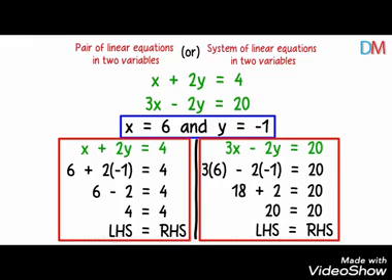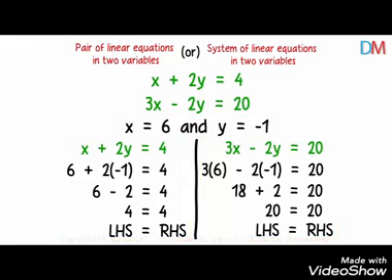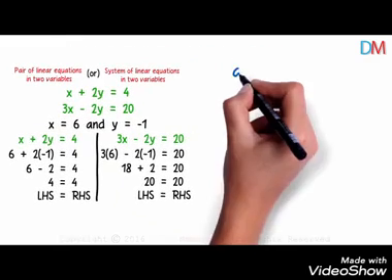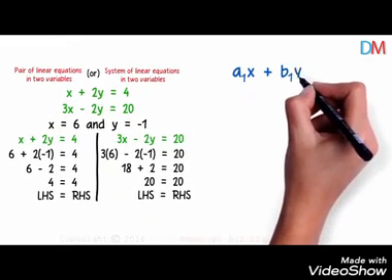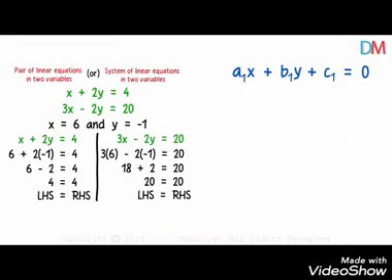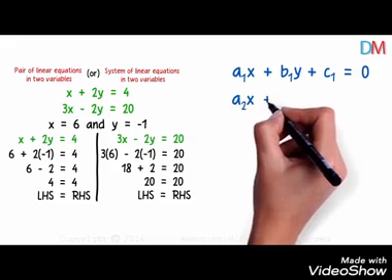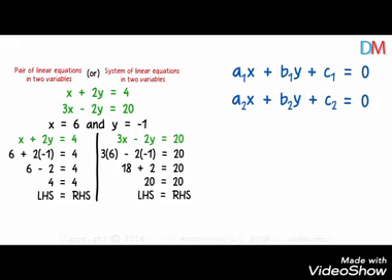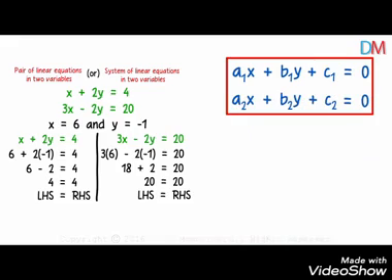So how would we write the general form of a pair of linear equations in two variables? Well, the first equation can be written as a1x plus b1y plus c1 equals 0, and the second one can be written as a2x plus b2y plus c2 equals 0. This will be the general form of a pair of linear equations in two variables.